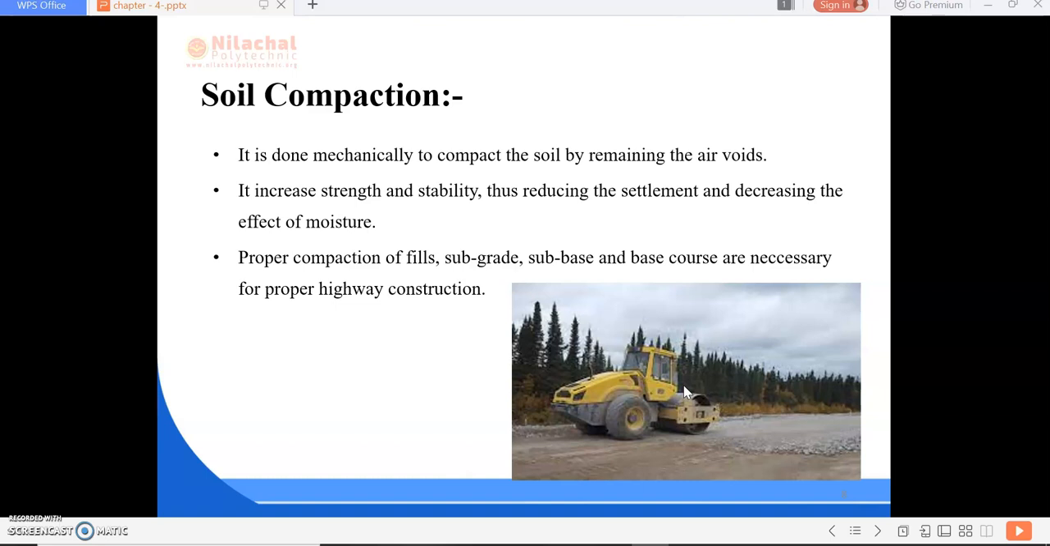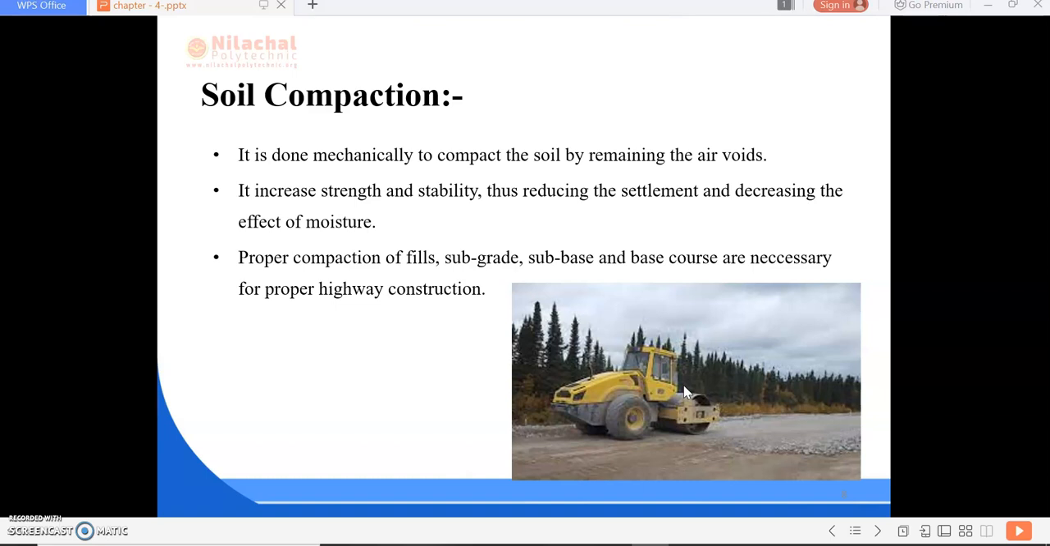Like soil compaction, because soil compaction is the most important thing. So it is done mechanically to compact the soil by removing the air voids. Okay. It increases strength and stability, thus reducing the settlement and decreasing the effect of moisture. Proper compaction of fields, subgrade, subbase and base course are necessary for highway construction. So we can know that compaction means removal of air voids from anything, okay.